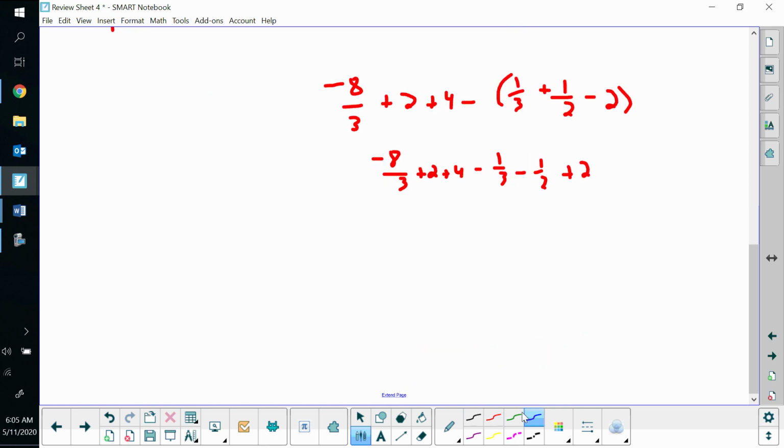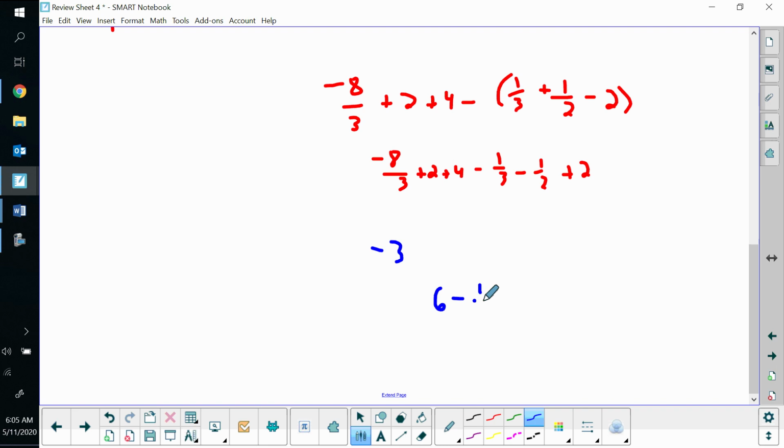Combine like terms with the ones that already have the same denominators first. So negative 8/3 minus 1/3 is negative 9/3, which is really just -3. And then -3 and 2 is -1, plus 4 is 3, plus 2 is 6.